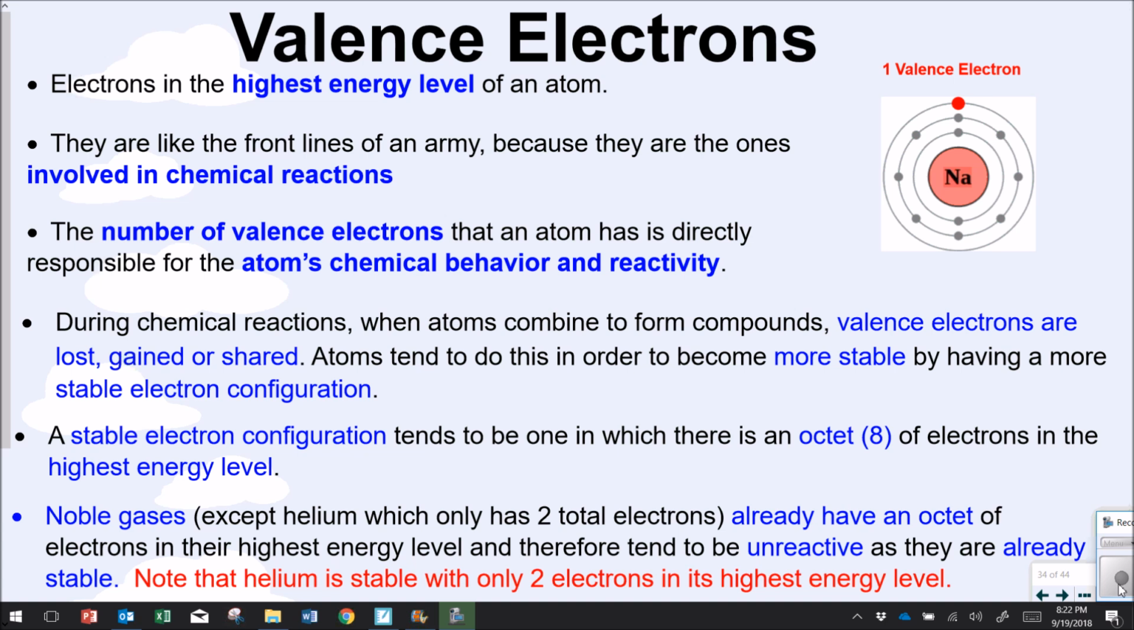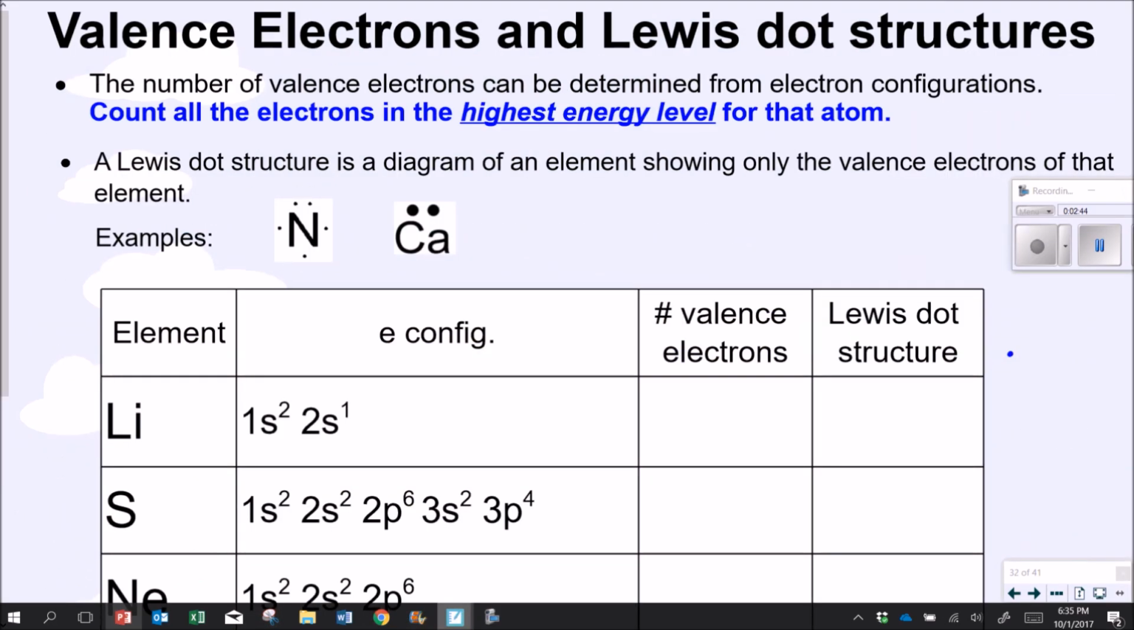A stable electron configuration is one where there is an octet, or 8 electrons, in the highest energy level. The noble gases already have 8 electrons in their highest energy level, so they tend to be unreactive and they are already stable. Make sure to note that helium is stable with only 2 electrons in its highest energy level. We can determine the number of valence electrons by looking at electron configurations. We count all the electrons in the highest energy level for that atom.